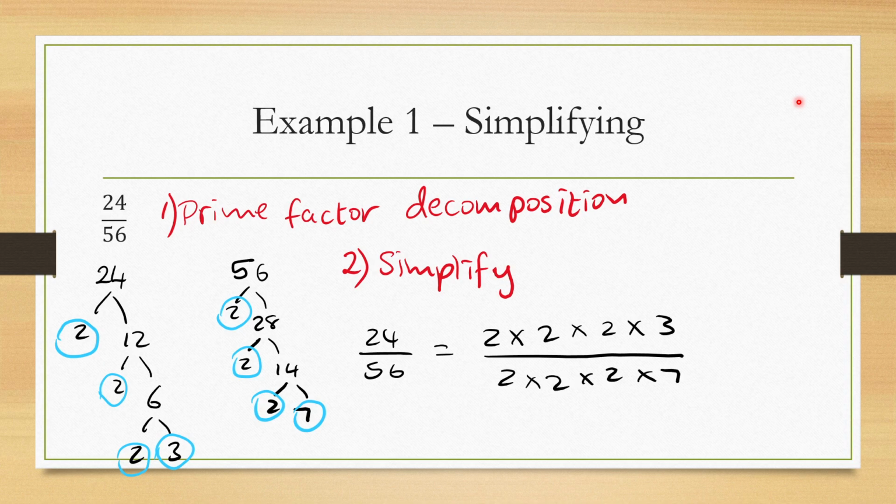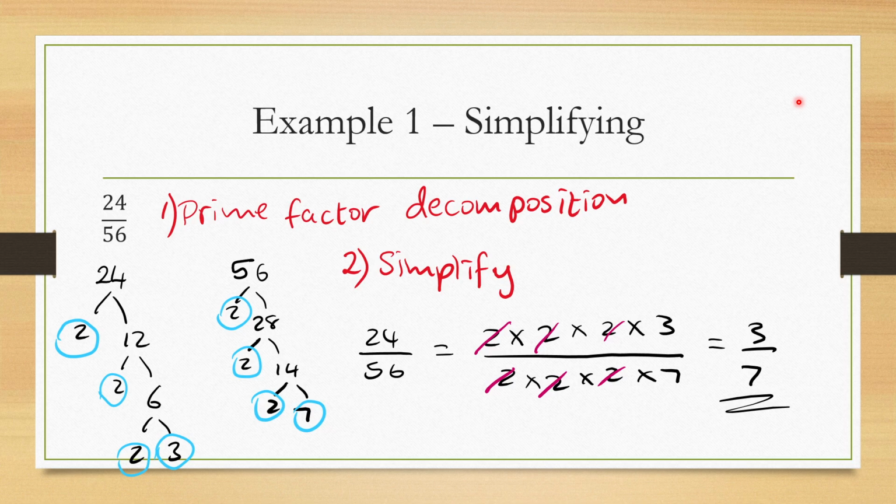So what you can see now is you have the same numbers on top and some same numbers on bottom. Now what you do is you cancel it out pair by pair. So you cancel out the first 2, then the second 2, then the third 2. Now you're left off with 3 over 7. So this will be the simplified version, the simplified fraction of 24 over 56.